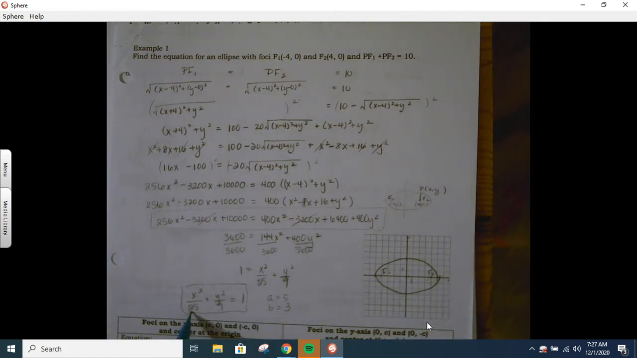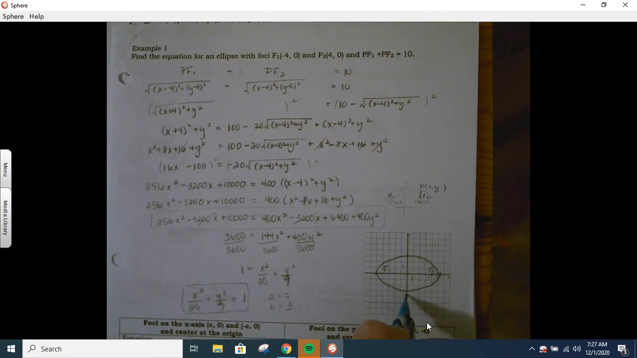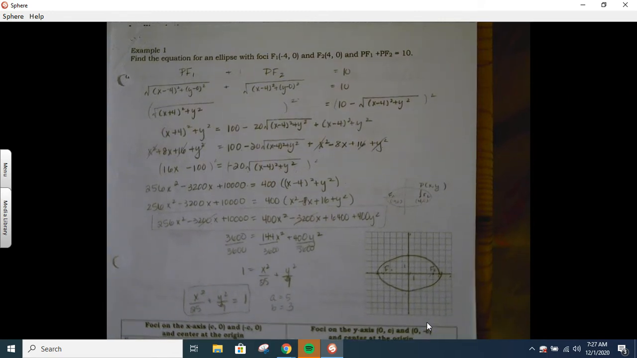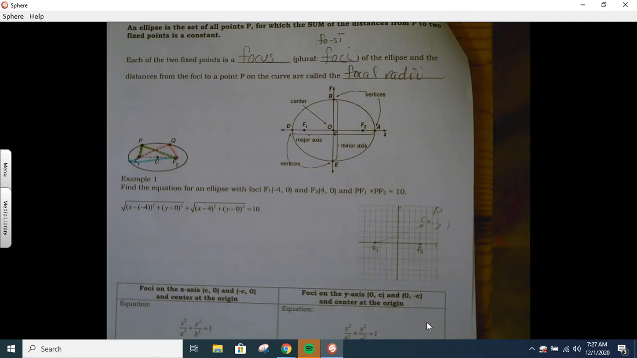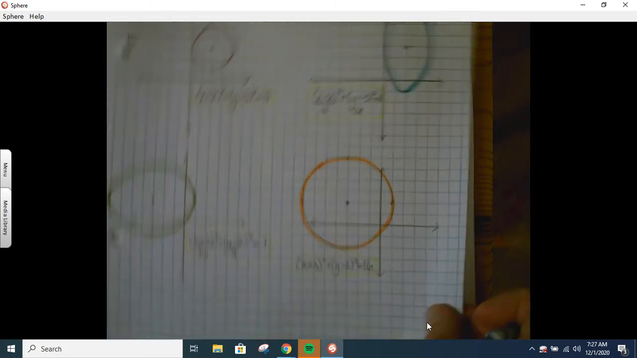So our center is at the origin, and there's a 25 underneath the x. So I'm going to go to the left and to the right 5. And there's a 3 under my y. I'm going to go up and down 3 and then draw my ellipse. So we're not going to obviously go through that every time. Our idea, though, is going to be the same as what we saw on here.